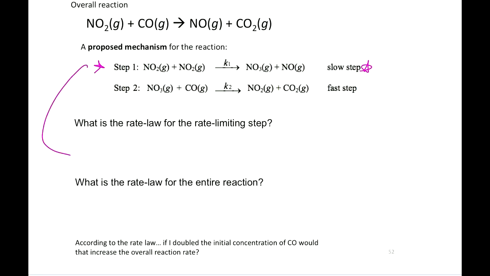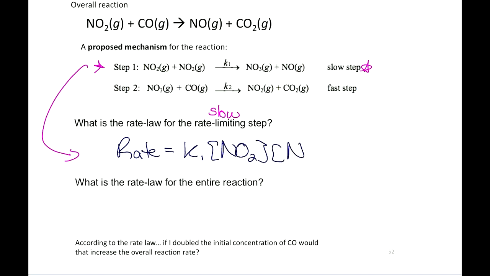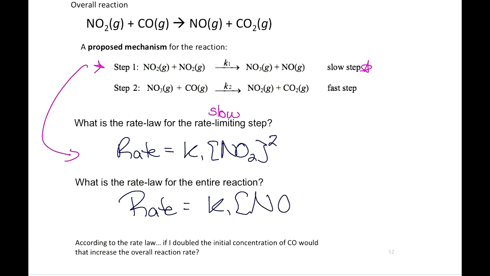So the rate law for the rate limiting step, the slow step, is rate equals k, I'm going to call it k1 because it's step one, times NO2 squared, there's two of them, that's it. All right, so that is the rate law for the slowest step. So what is the rate law for the entire reaction? It's the same thing. And the only reason we can do that is because the slow step is the first step. Rate equals k1 times NO2 squared, right?